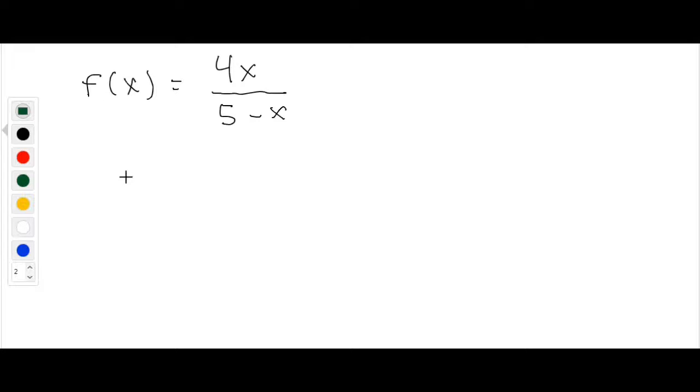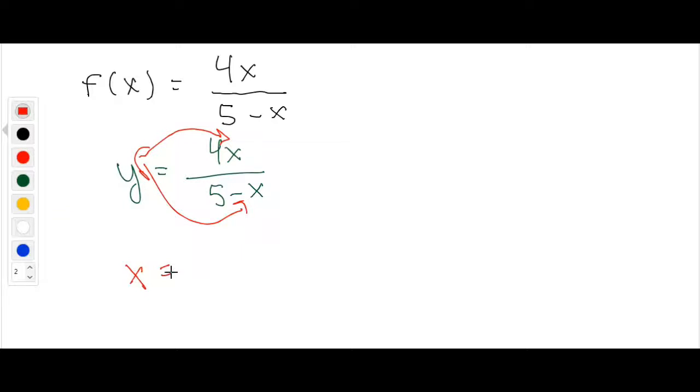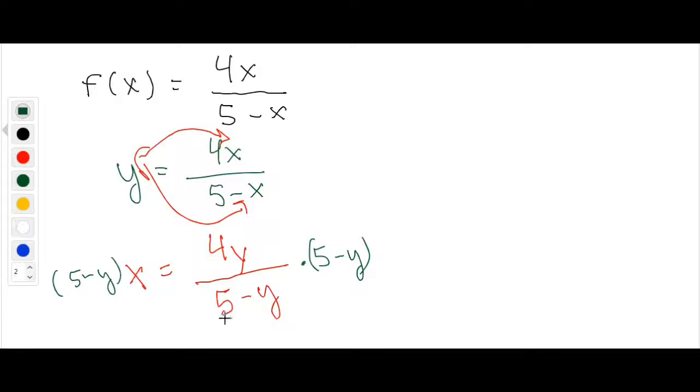So, we're going to change this f of x into a y, just to make the terms all nice and equal so I don't have to keep writing f of x. Then we're going to do our swap like we did. Remember, we swapped these things for each other. So then that becomes x equals 4y over (5 minus y). Now, here's the weird thing. We have to multiply both sides by 5 minus y so we can get rid of that in the denominator.